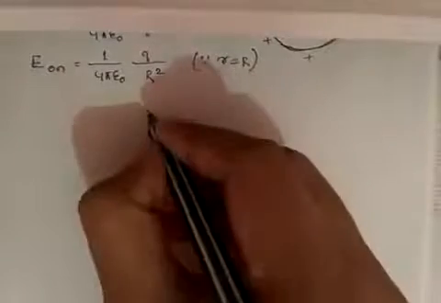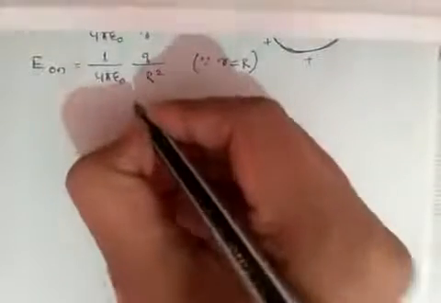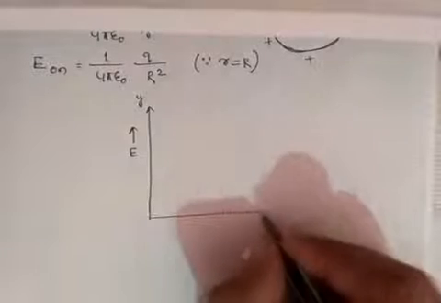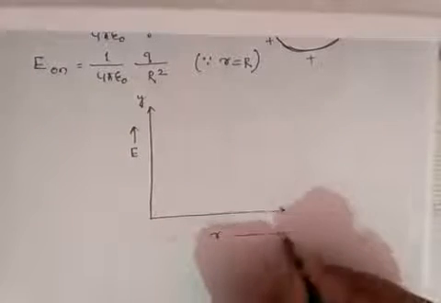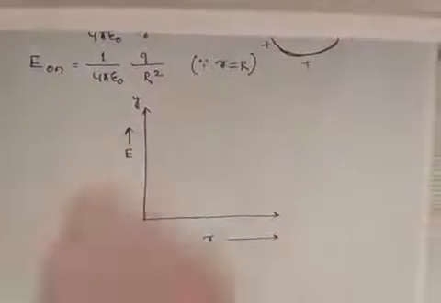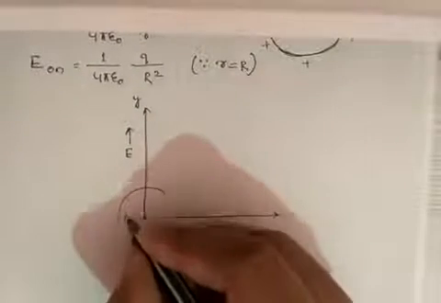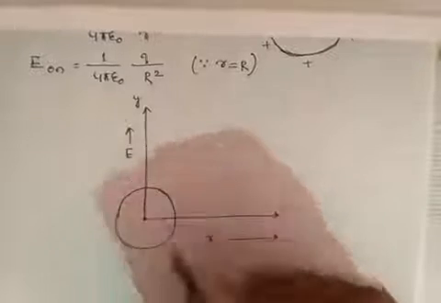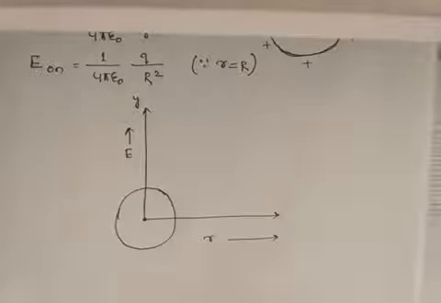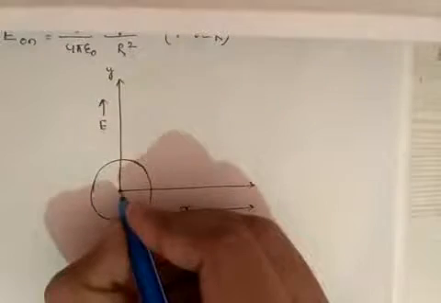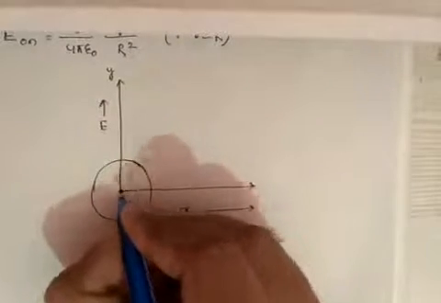Suppose we are taking the electric field along the y-axis and the distance r along the x-axis. Now suppose the center of the coordinate axes coincides with the center of the spherical shell. As we know, for an inside point the electric field is 0, so if I consider an inside point, the electric field will be 0 throughout.